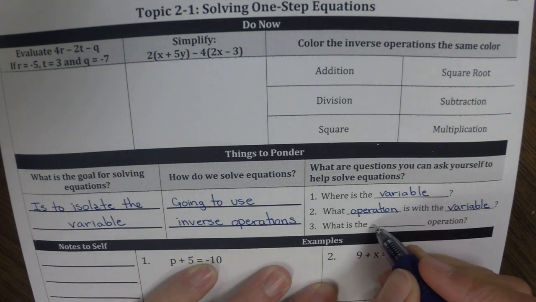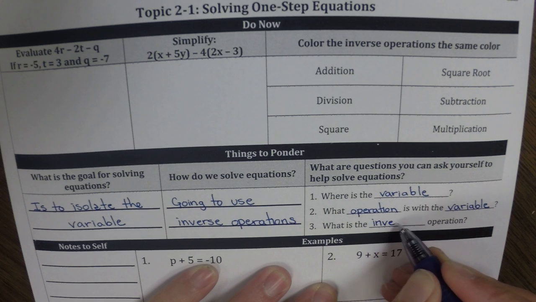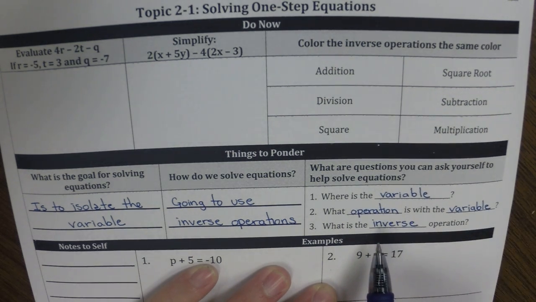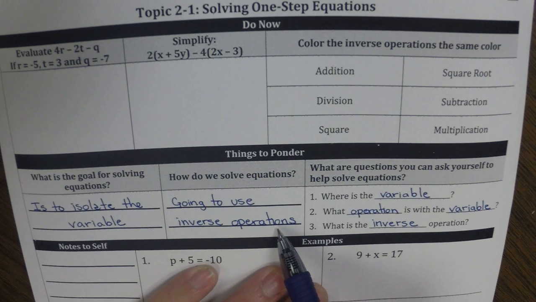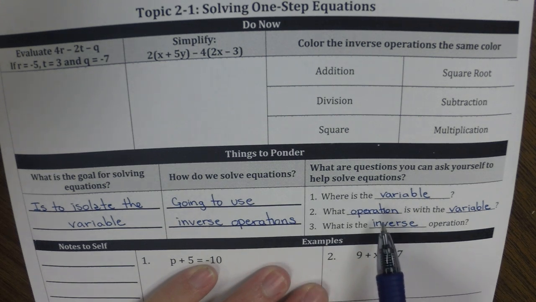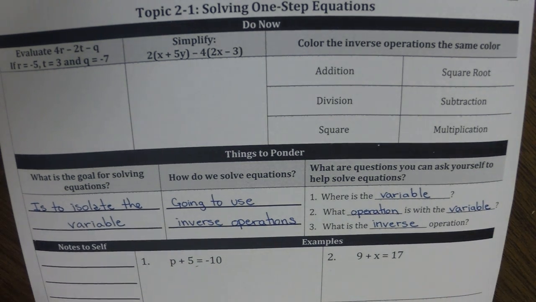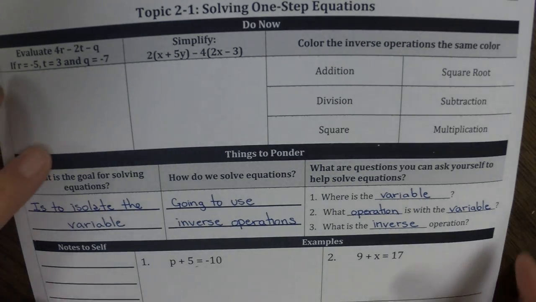Then, what is the inverse operation? Meaning, what is the opposite? Because we said that in order to solve equations, we have to use inverse operations. So if we add, then the opposite would be to subtract. So we have to undo what was already there. So let's look and see some of the examples. Fold my paper as usual.